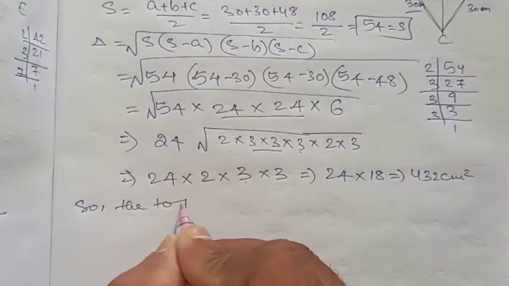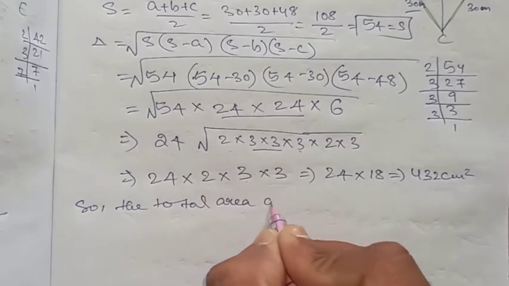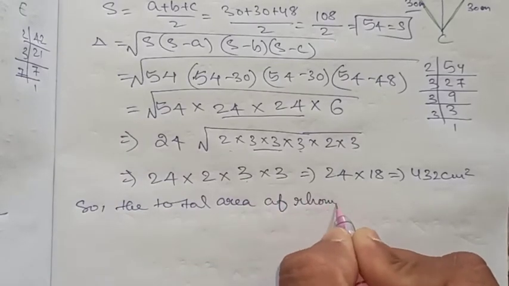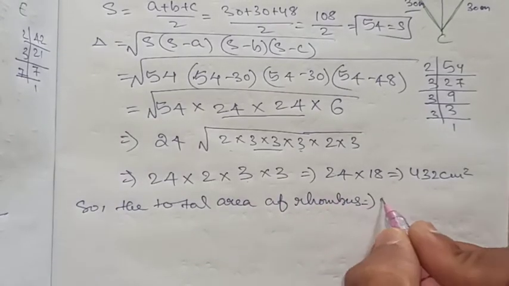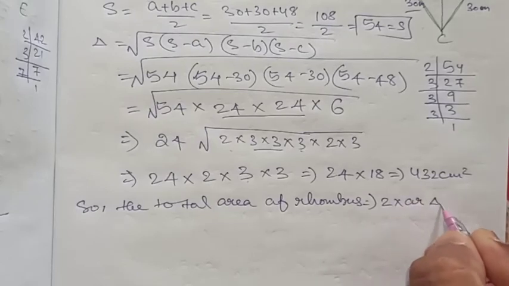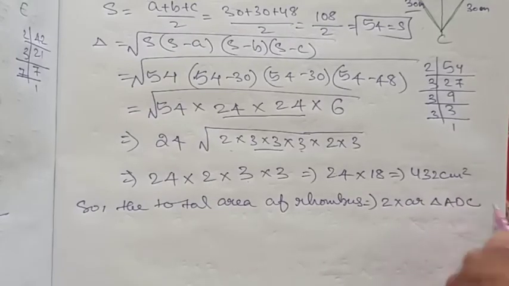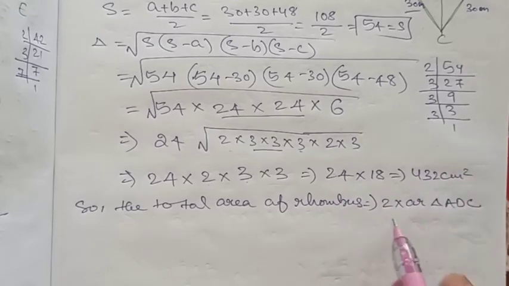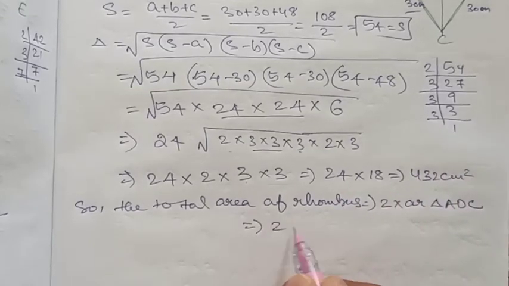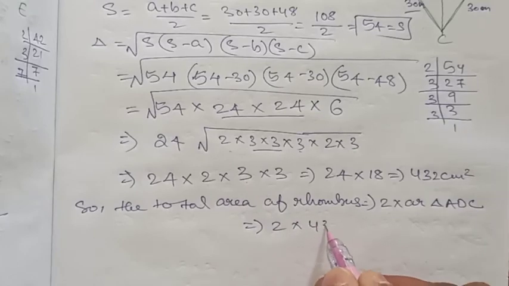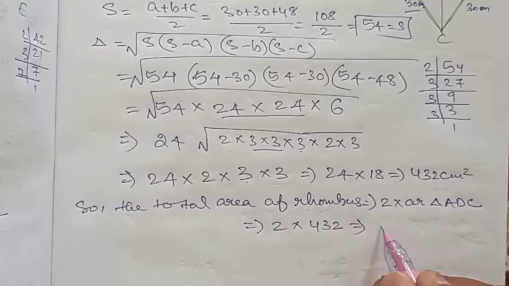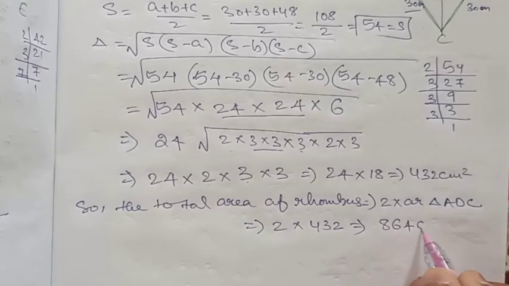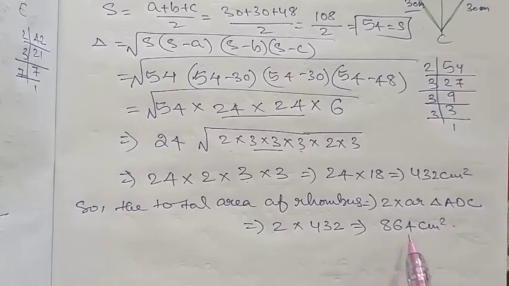So the total area of the rhombus will be 2 into the area of triangle ADC. Okay, because I got the area of one triangle, both sides will be multiplied by 2. So 2 into 432, that is 864 centimeter square. This is the total area of the rhombus.